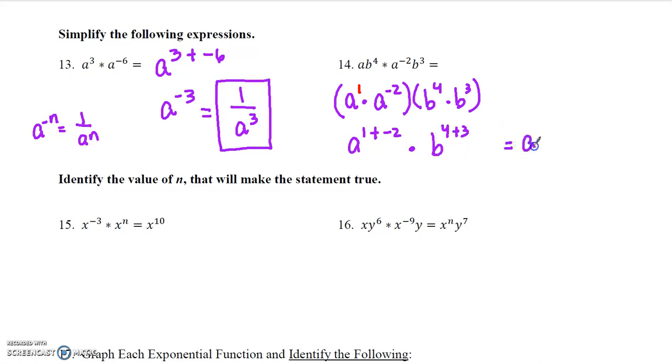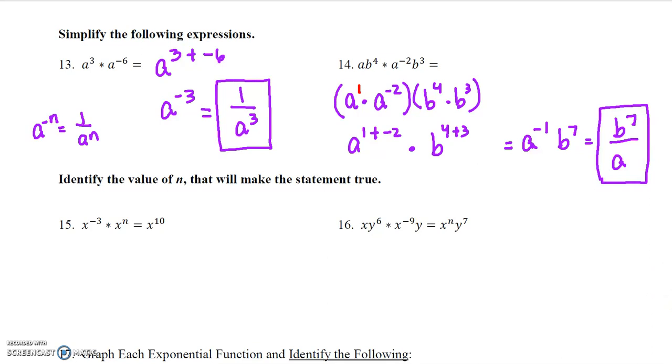So now I'm going to have a to the negative 1. And then I will have b to the positive 7. Again, I cannot leave my answer with a negative exponent. So the negative exponent term is going to have to go to the denominator. And then the positive will stay right where it is. So do I really need to put the 1 there? I don't. So I will just leave it like that.